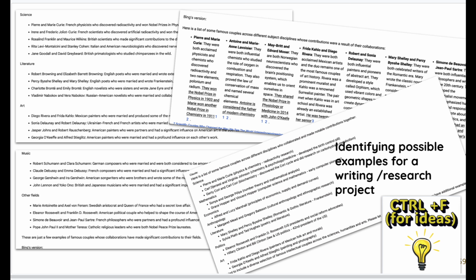Using a prompt of famous couples across different subject disciplines whose contributions were a result of their collaborations, which was a kind of refinement of a prompt that I actually entered, actually resulted in a nice little grouping, either by field or geography. And there were things I would have come up with, Pierre and Marie Curie, perhaps. I would have come up with Frida Kahlo and Diego Rivera. But a lot of these I would not have come up with without this kind of semantic search facility of a large language model.